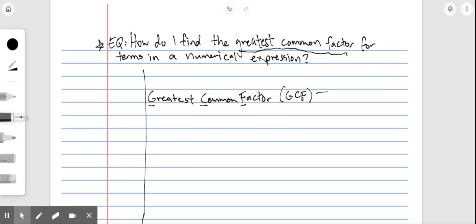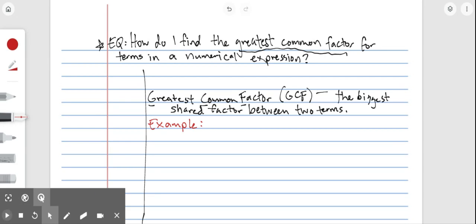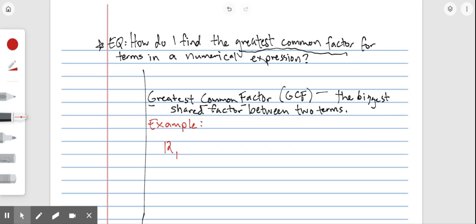So the GCF of something is the biggest factor that is shared between two numbers, the biggest shared factor between two terms. Of course, I'll give you an example. Let's say our terms are 12 and 18. I'm going to write them a little bit differently, like this, 12 and 18. So these are our original terms.